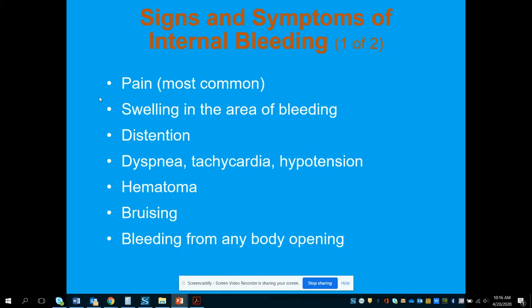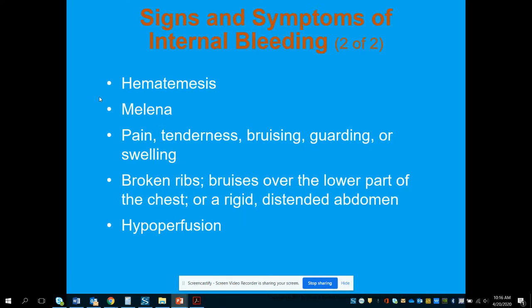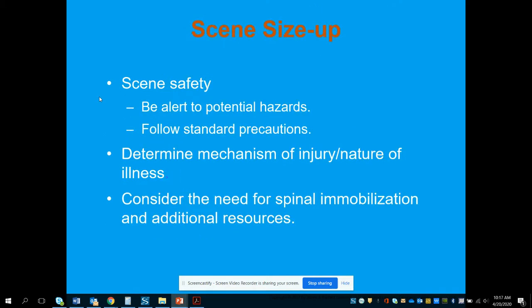Some signs and symptoms of that internal bleeding: pain, swelling in the area, distension, especially of the abdomen, dyspnea (difficulty breathing), tachycardia, hypotension, a hematoma to the area, bruising, bleeding from any body opening, hematemesis or vomiting of blood, melena or bleeding in the stool, pain, tenderness, bruising, guarding, swelling, broken ribs, bruising over the lower part of the chest, a very rigid, distended abdomen, or if the patient is going into shock for no explainable cause, then we definitely want to start looking more closely at the possibility of internal bleeding.